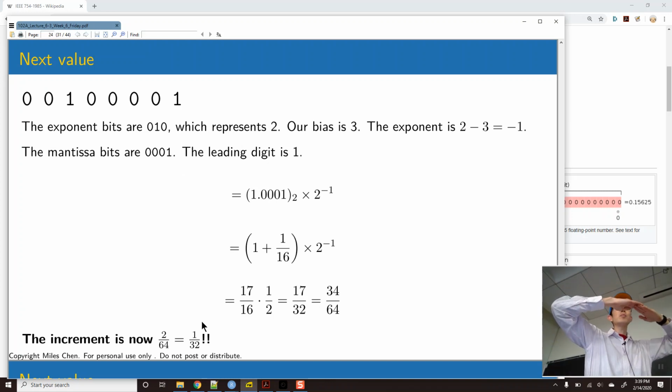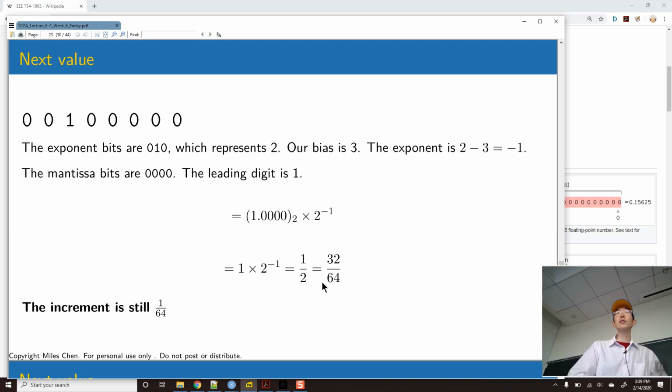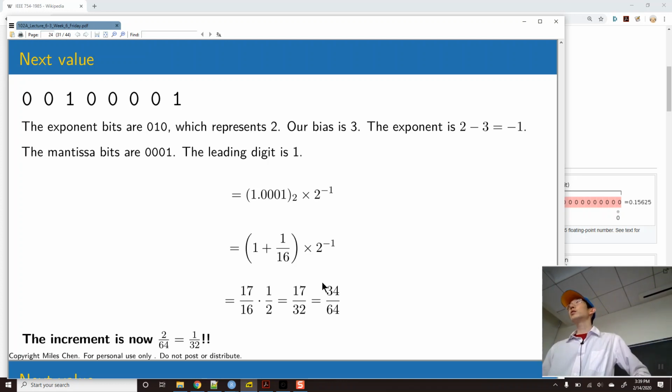So our step size doubles. Our step size is no longer 1/64, our step size is a 32nd, okay? And this is done via the binary scientific notation. So our exponent is 0, 1, 0, which represents 2. The exponent is 2 minus 3, negative 1, okay? The mantissa bits are 0, 0, 0, 1. The leading digit is 1, so this is 1 plus 1/16. I multiply that by 1/2. 17/16 of 1/2 is 17/32, or 34/64. So rather than going from 32/64 to 33/64, we have jumped up to 34/64.